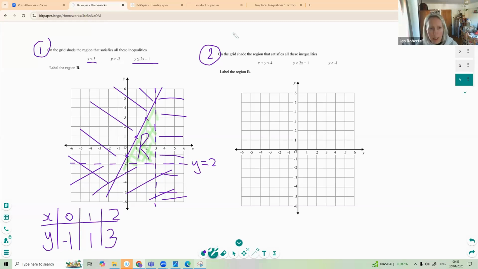Okay, I'll go through this one as well. I'm going to start with this one because it's easiest. Y is equal to 1 would be here. I want bigger than 1. So I want this top bit here. Do not want this bit. Let's get rid.